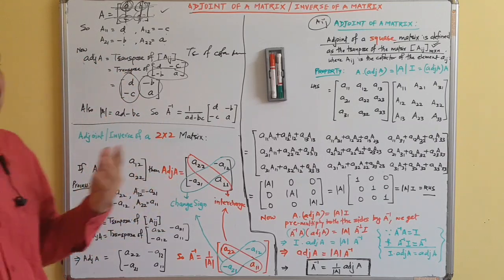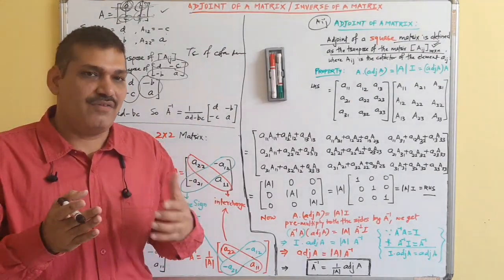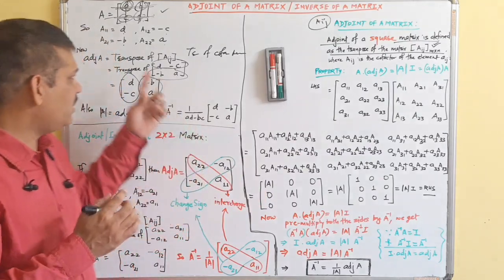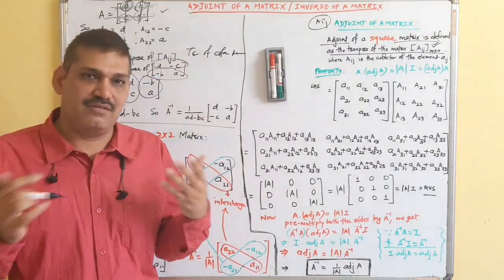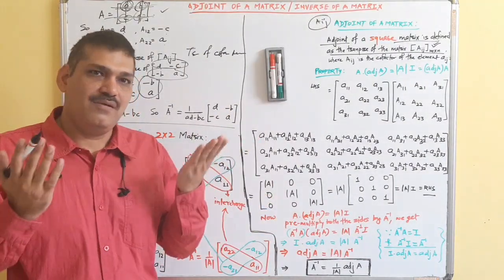Suppose I am given a 3 by 3 matrix, then how will I find the adjoint? Simply I will find all the 9 cofactors of all the elements and take the transpose of the cofactor matrix. That's how we find the adjoint of a matrix.